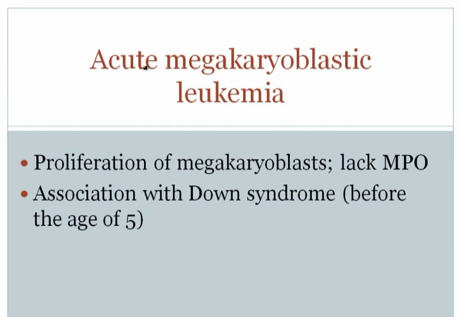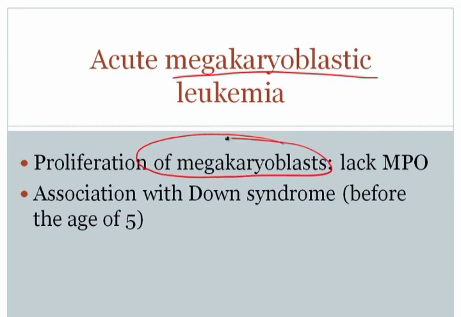Another important high-yield subtype to be aware of is acute megakaryoblastic leukemia. This would be a proliferation of megakaryoblasts. Megakaryoblasts do not have MPO. Obviously, megakaryocytes don't need MPO because they're not going to be doing the oxygen-dependent killing that MPO is useful for. And so megakaryoblasts would lack MPO, but what's even more important than that is that there is an association with Down syndrome, but before the age of 5.